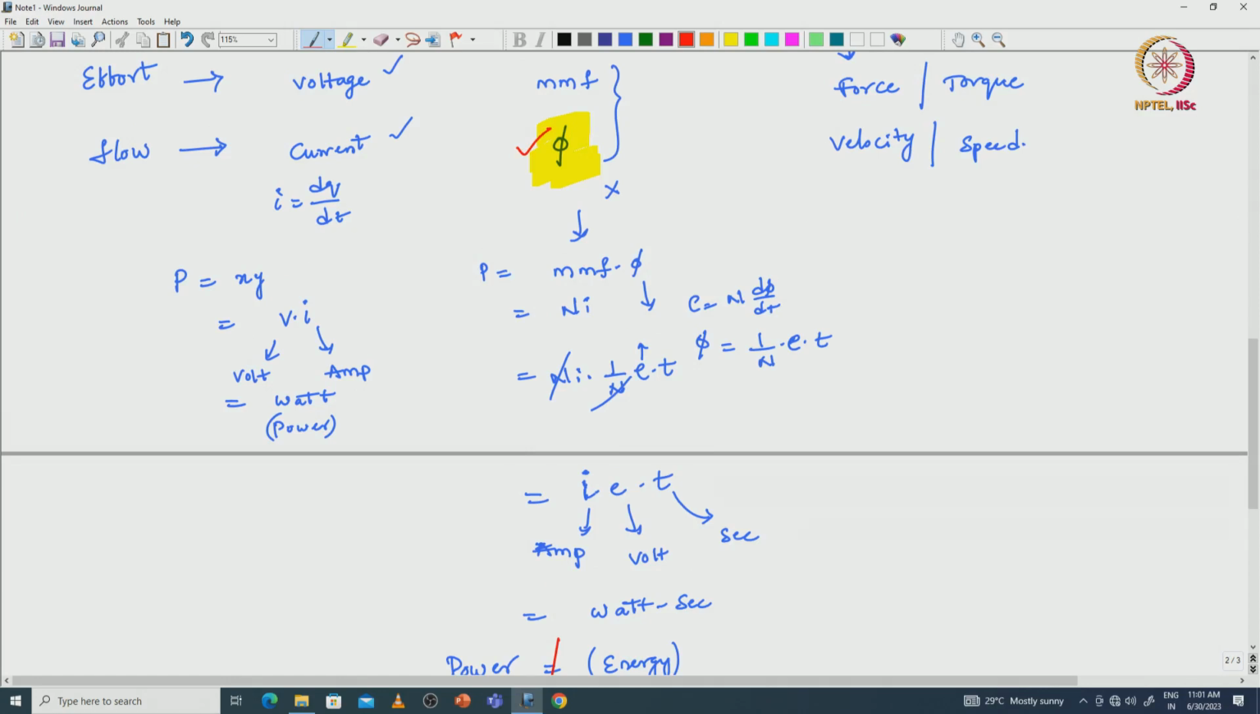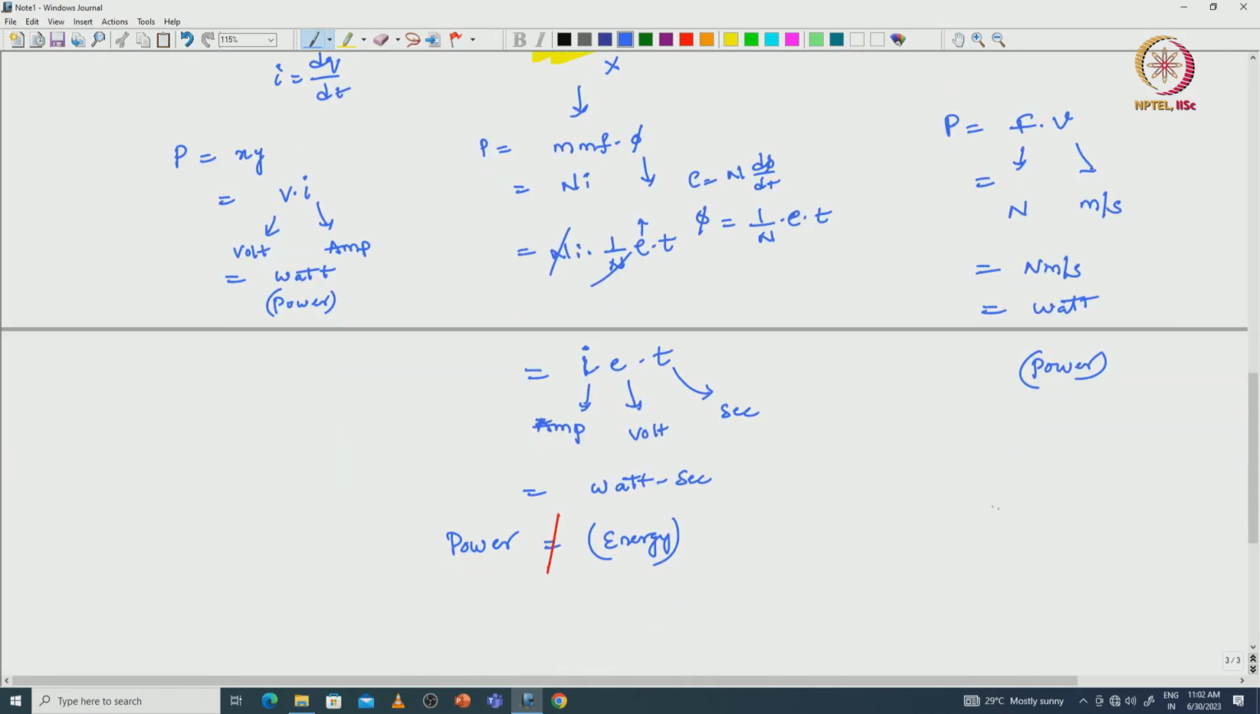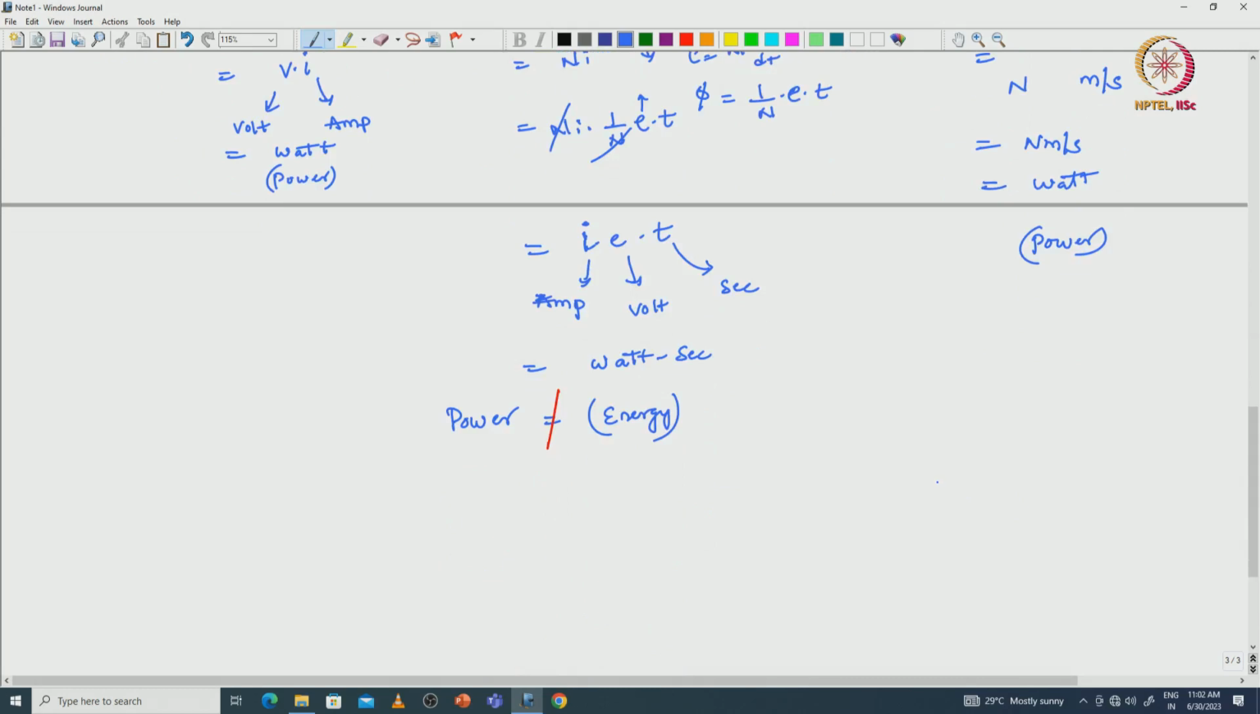Similarly, on the mechanical domain side, power is equal to force into velocity. Force is in Newton only, torque is in Newton meter, and velocity is in meter per second. So, Newton meter per second is the unit of watt only. So, power is matched in the mechanical domain also. Only with respect to the magnetic domain, power is not matching by considering the flux as a flow variable.